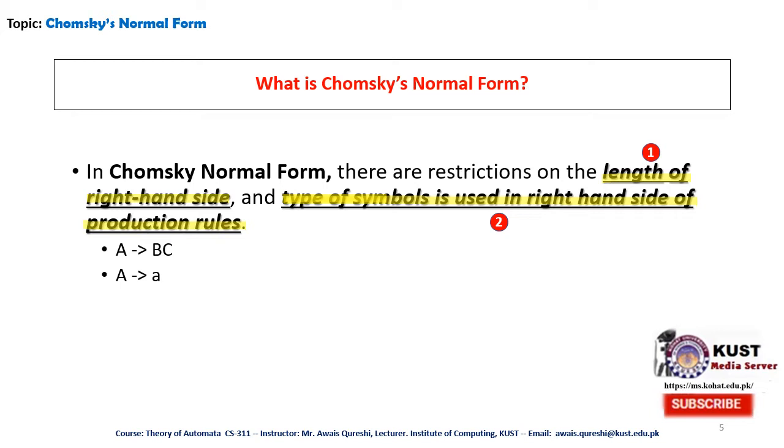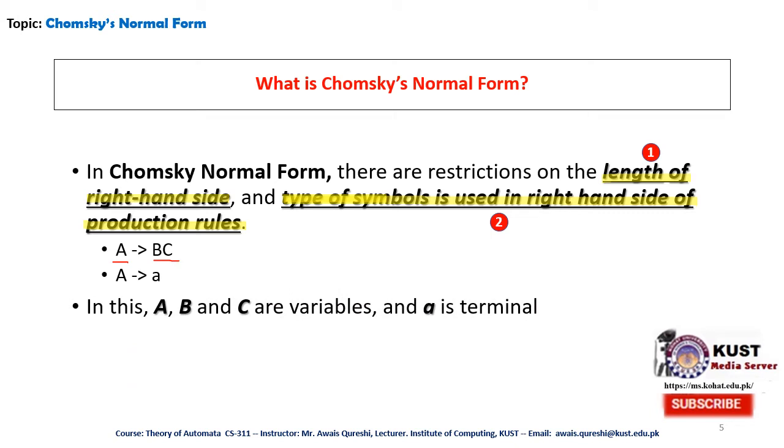This is the left-hand side, and this is the right-hand side. So the first restriction is the length of the right-hand side, and the second is the type of symbols used in the right-hand side of the production rule. What are those symbols which are used on the right-hand side? These two restrictions are imposed in Chomsky's normal form. In this you can see that A, B and C are variables, and a is a terminal.